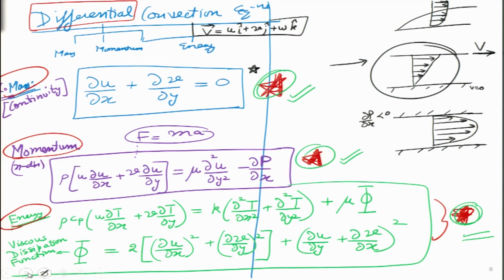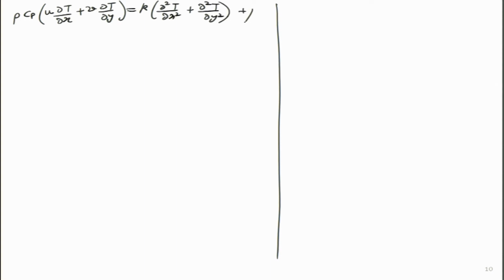Let me write it quickly so that we can simplify it quickly as well. So the first term turns out to be rho Cp (u ∂T/∂x + v ∂T/∂y) is equal to k (∂²T/∂x² + ∂²T/∂y²) plus mu phi over here, which is the viscous dissipation term. So now let us try and see if I can simplify this equation over here.